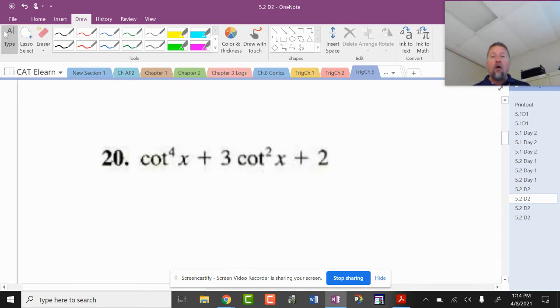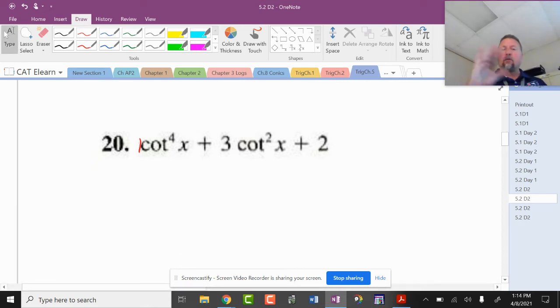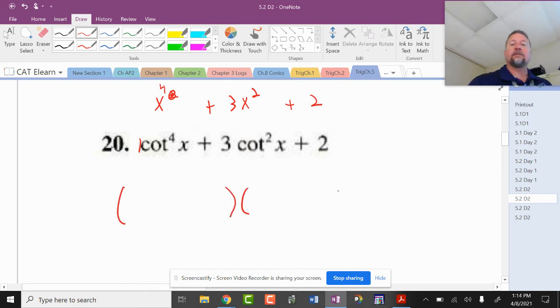This one is a smaller one because I have 1 cotan to the 4th. So 1 cotan to the 4th plus 3 cotan squared plus 2. Well, this is a form of factoring x squared plus 3x plus 2. If I change this to squared into the fourth power, this would still factor as a parenthesis times a parenthesis. And this one, you just go right for the parentheses because this is simple.